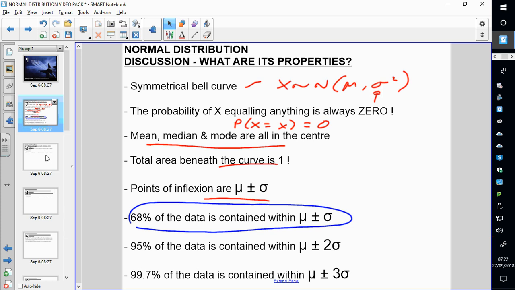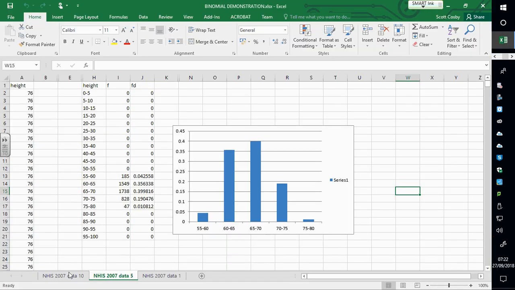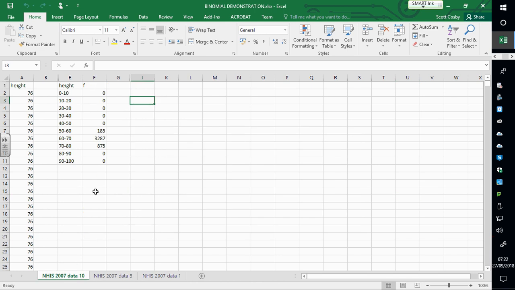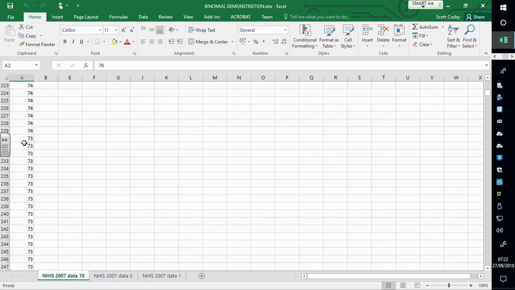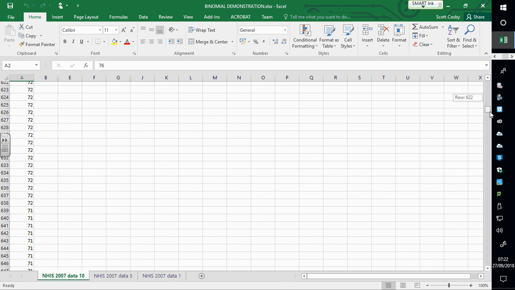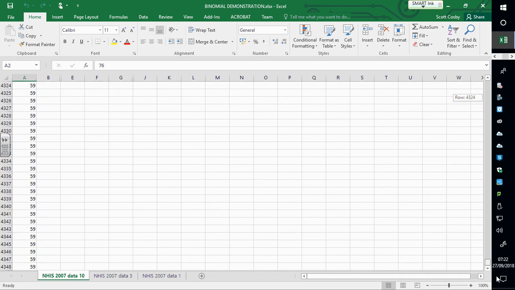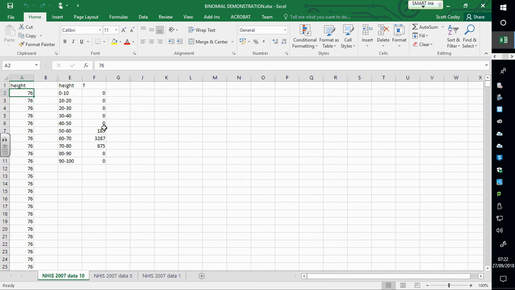Okay, and just briefly on what normal distribution is then. You can see it from this Excel sheet that I've made here. Essentially, here are all the heights of, I think, school kids in primary school. I've ordered the list, and there are loads of them down here, over 4,000 of them. What I've done is put them into a grouped frequency table, so between 0 and 10 centimeters, 10 to 20, and you can see they're all grouped in the middle here.